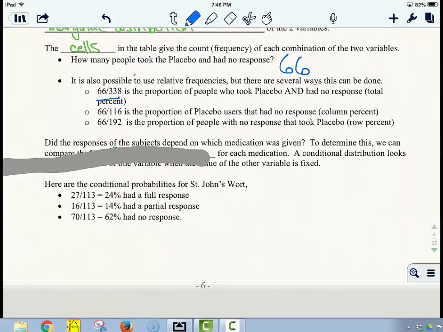Finally, did the response of the subjects depend on which medication was given? To determine this, we can compare the conditional distribution from each medication. A conditional distribution looks at the distribution of one variable when the value of the other variable is fixed. For example, here are the conditional probabilities for St.